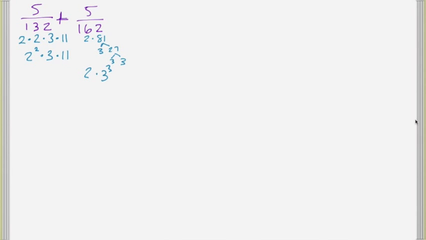Our least common denominator will need to represent every type of number that's here and the biggest of that type of number. I've got 2s in both of them. I need the biggest 2, so I need 2 squared. Isn't 3 times 3 9? Yes. So 3 times 3 is 9, and I need one more 3 times 3, so I actually need a 3 to the fourth.